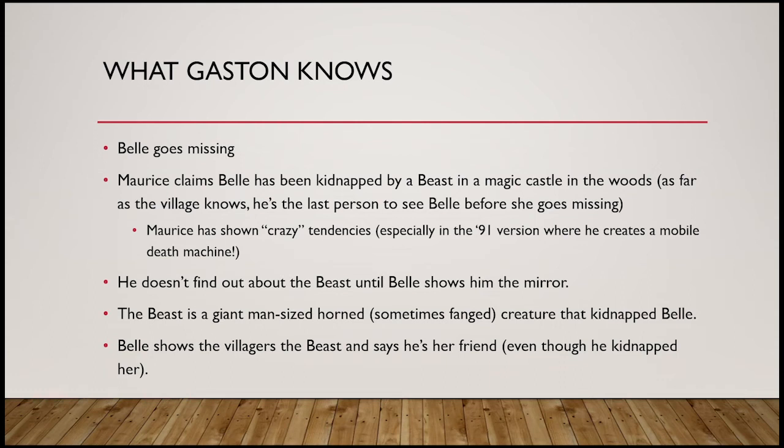So here are the facts according to Gaston, and not colored by a sympathetic narrative like we see in the movie. Belle goes missing. Maurice claims that Belle has been kidnapped by a beast in a magic castle in the woods, and as far as the village knows, he's the last person to see her before she goes missing. He's shown crazy tendencies, especially in the 1991 version. Gaston doesn't find out about the Beast until Belle shows him the mirror much later in the film, and the Beast is a giant man-sized horned, sometimes fanged creature that kidnapped Belle. Belle shows the villagers the Beast in the mirror and says he's her friend, even though he kidnapped her and threatened her father. So these are the facts.